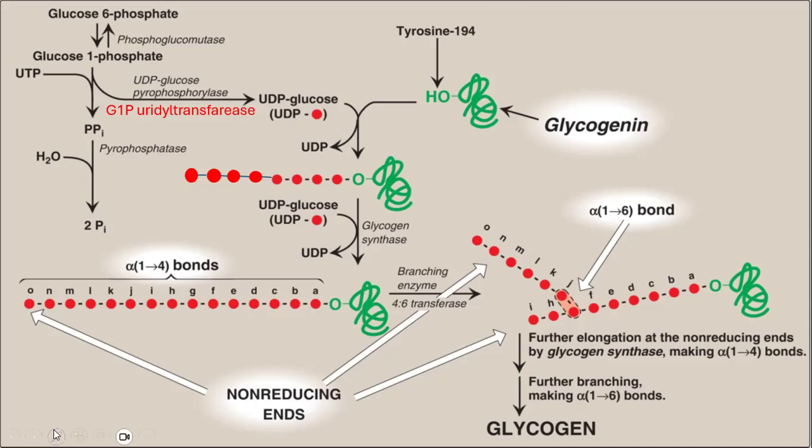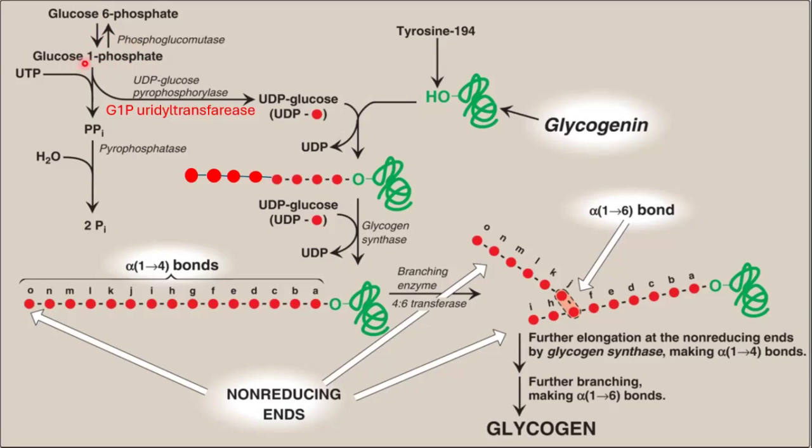It's actually a very easy process where you start off with glucose and phosphorylate glucose at carbon number 6 to get glucose 6 phosphate. That reaction, which is not shown here, is carried out by the enzyme hexokinase. Then convert this glucose 6 phosphate to glucose 1 phosphate, and this reaction, which is reversible, is catalyzed by the enzyme phosphoglucomutase. Then take the glucose 1 phosphate and activate it.